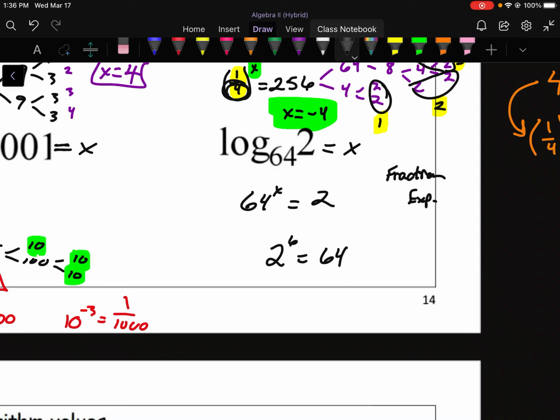So that means if I want to go from 64 to 2, my exponent now becomes a fraction. So it would be 64 to the 1/6 gives me 2. So that means that x would be 1 over 6.